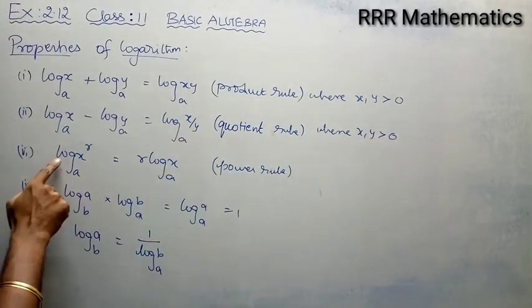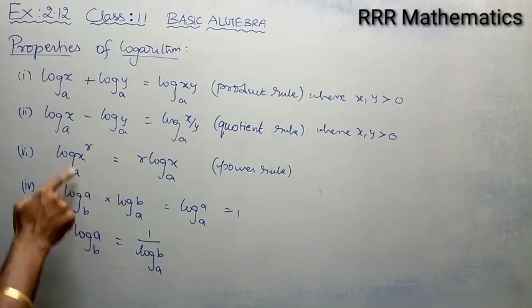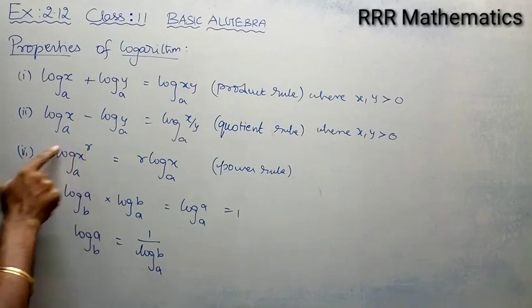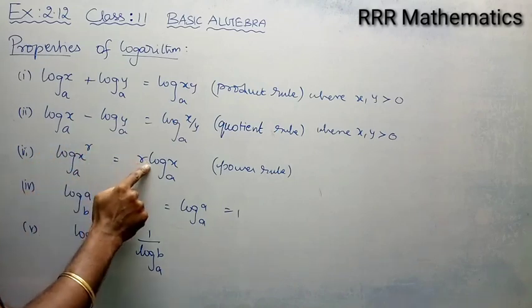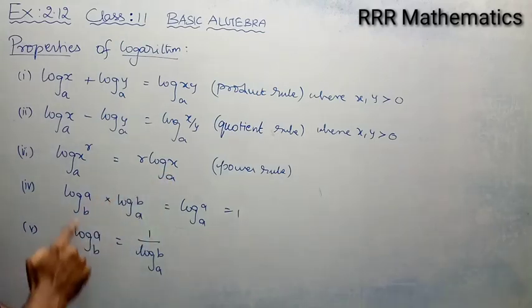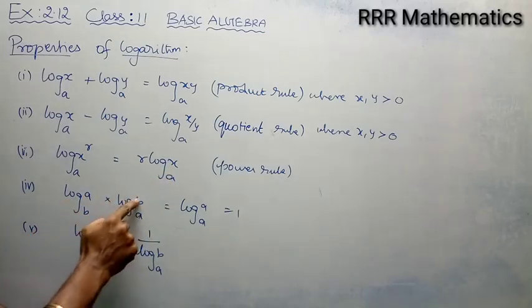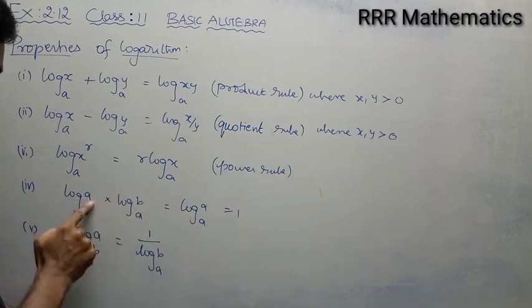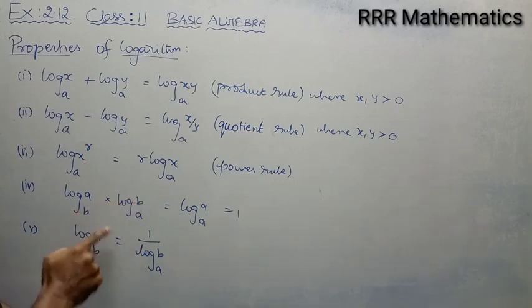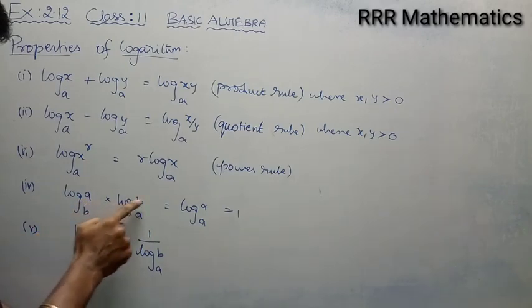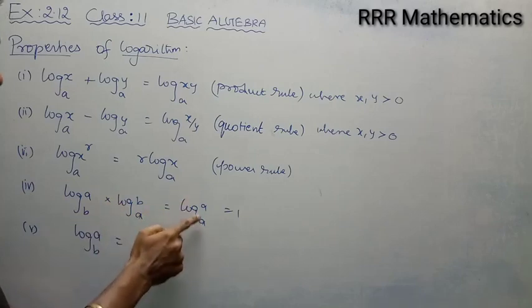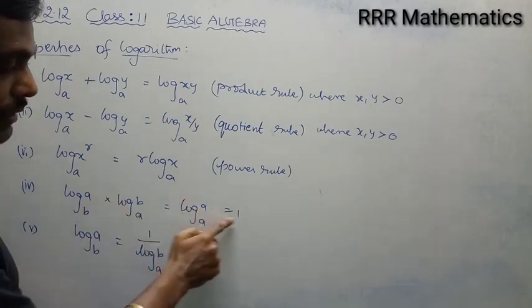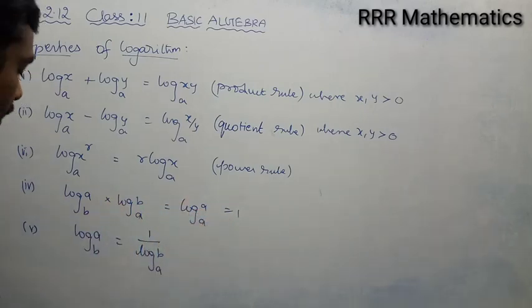This is called power rule. Log x power r base a, the power will come front. That is r log x base a. And this is log a base b into log b base a. When a and b are equal, then I can write log a base a. So in this case both are equal, therefore log a base a is equal to 1. When both are the same value, it gives 1.